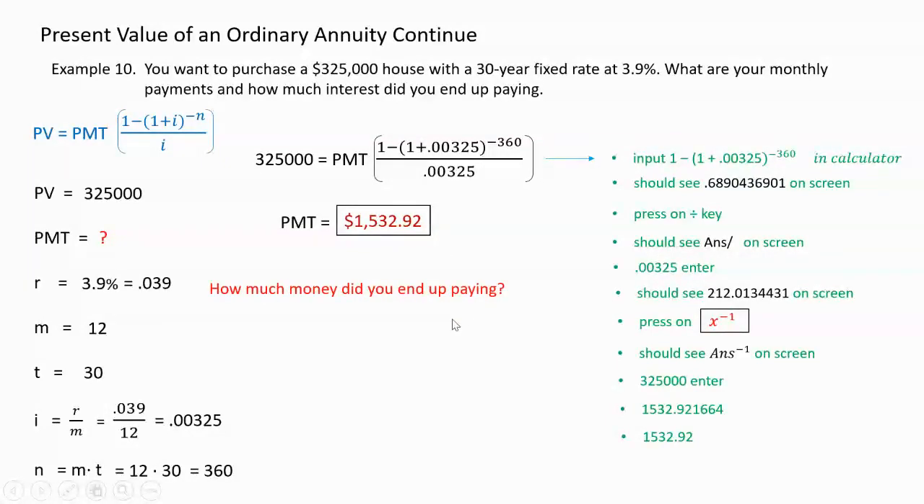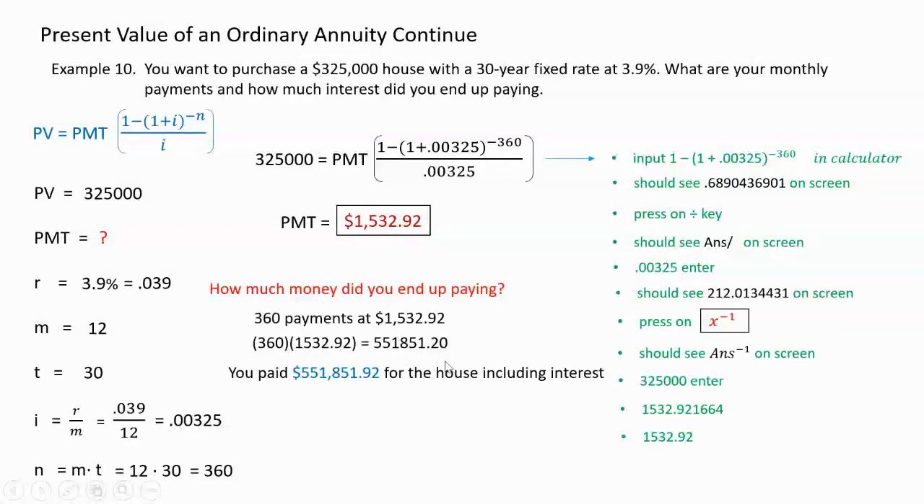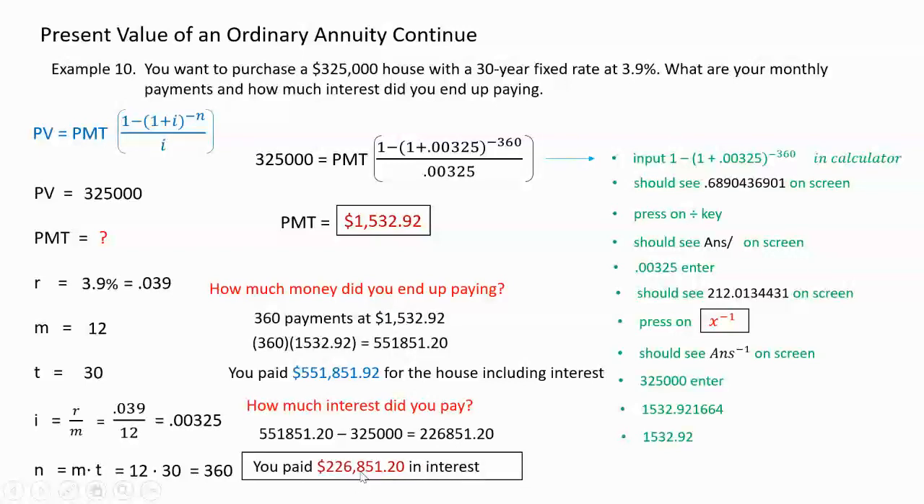So how much money did you end up paying? There were 360 payments at $1,532.92. So we multiply those, and we get $551,851.20. That's how much you end up paying for the house. Now, how much did you pay in interest? So we subtract what you paid in those 30 years minus the original loan, which was $325,000.